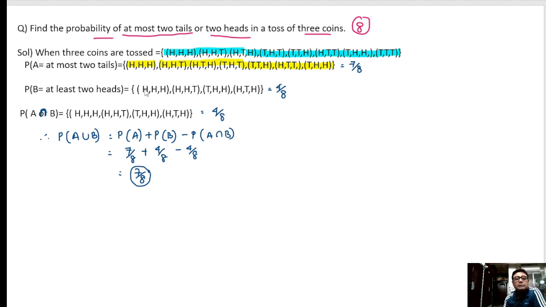2 heads. At most 2 tails or at most 2 heads. So 2 heads or more than 2 heads is coming 4/8. And what is the common between the two? The common between the two is coming this. First of all, this is common. Second, this is common. Third, this is common. Fourth, this is common. So there are 4 options out of the 8. So putting this formula, we get the answer.